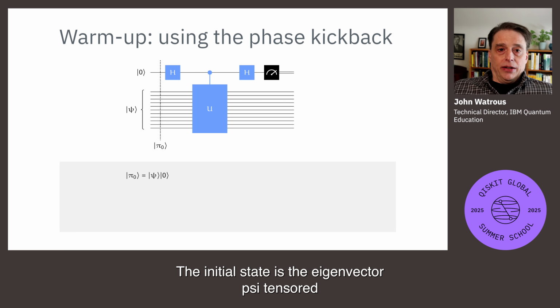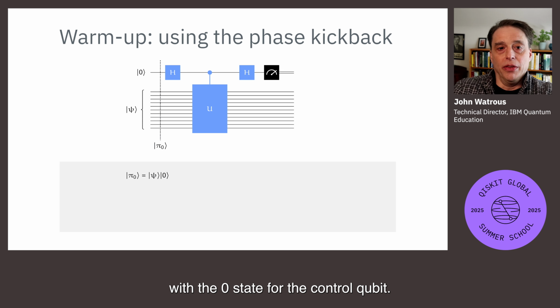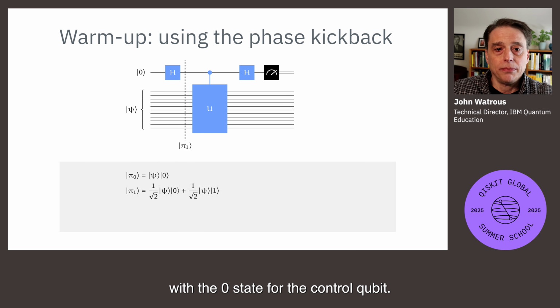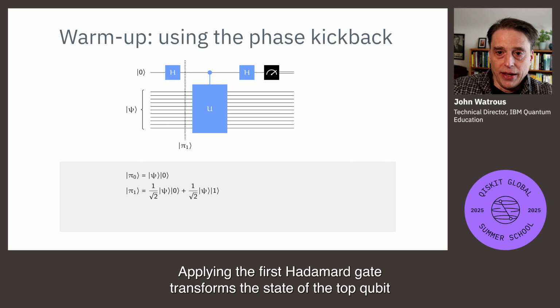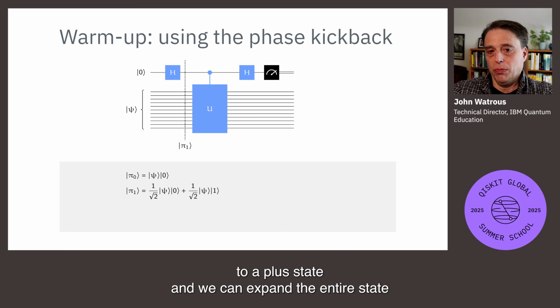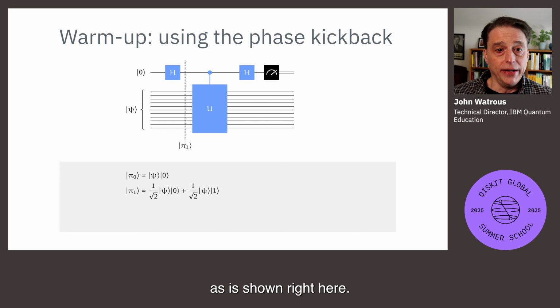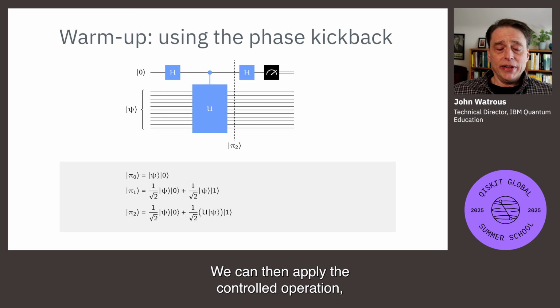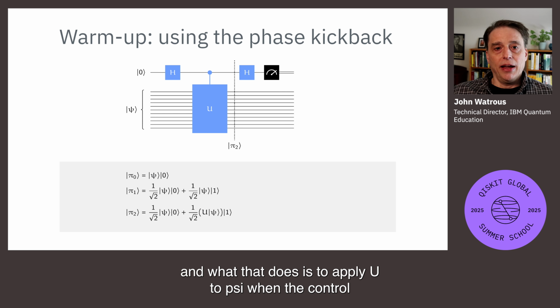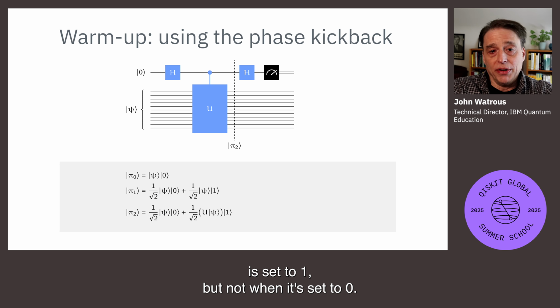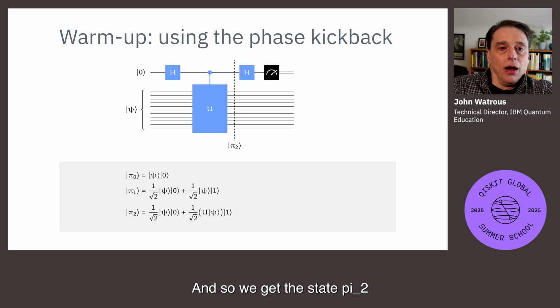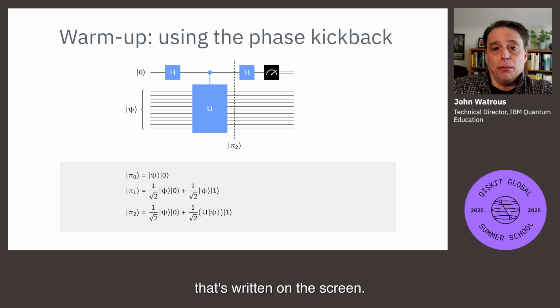The initial state is the eigenvector psi tensored with the 0 state for the control qubit. Applying the first Hadamard gate transforms the state of the top qubit to a plus state, and we can expand the entire state as is shown right here. We can then apply the controlled U operation, and what that does is to apply U to psi when the control is set to 1, but not when it's set to 0. And so we get the state written on the screen.